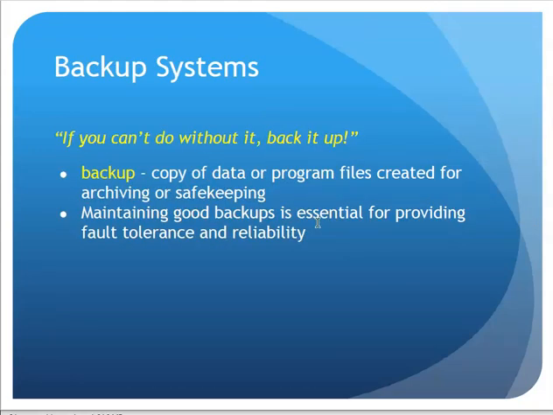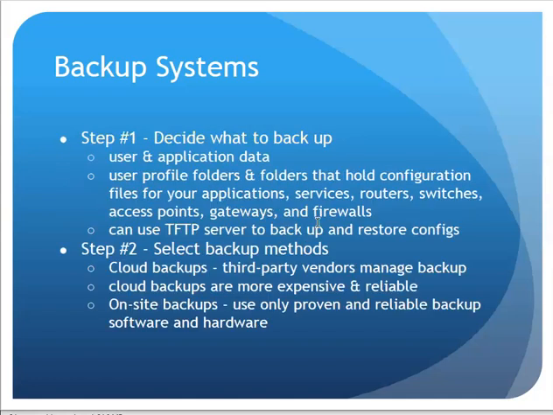Backup systems. The motto is, if you can't do without it, back it up. A backup is literally a copy of an archive for safe purposes, and is there for providing fault tolerance and reliability. And are we able to get this data or pull this data when we need it? So step 1, decide what needs to be backed up. Obviously, user and application data, user profile folders, and configuration files for things like applications, routers, switches, access points, gateways, firewalls, those sorts of things. And you can use a TFTP server to back up and restore your configs.